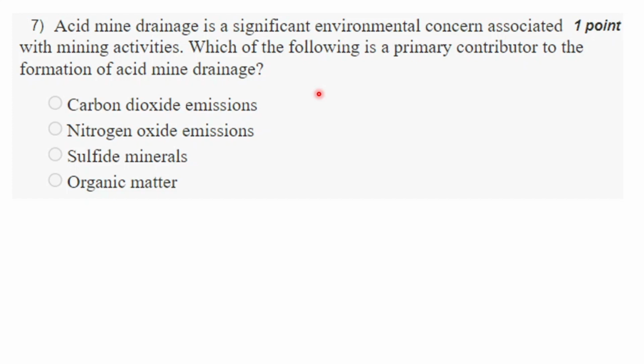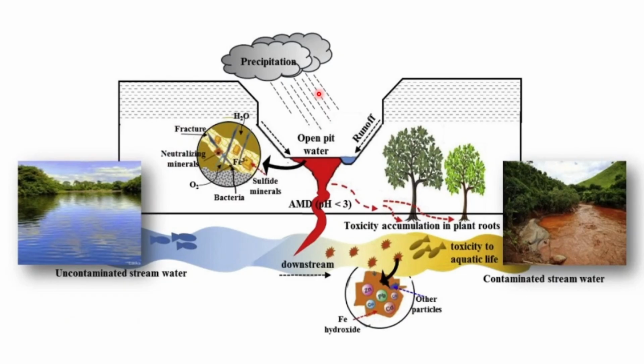So moving on to the next question: acid mine drainage is a significant environmental concern associated with mining activities. Which of the following is a primary contributor to the formation of acid mine drainage? Would anyone like to try? Sulfide minerals. Anybody else? Yes, you're correct.